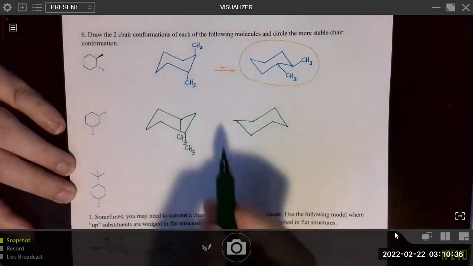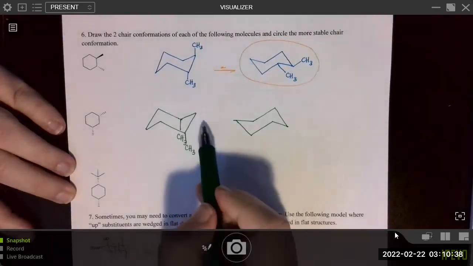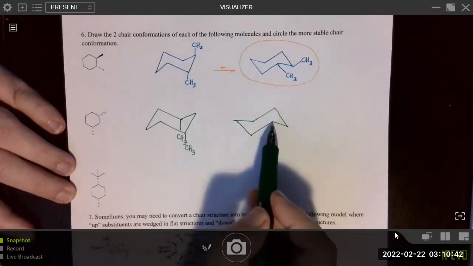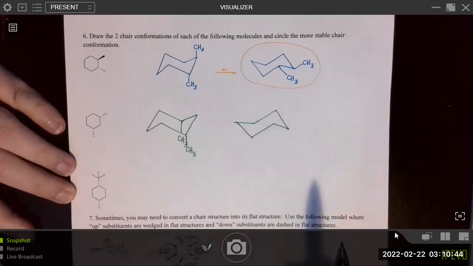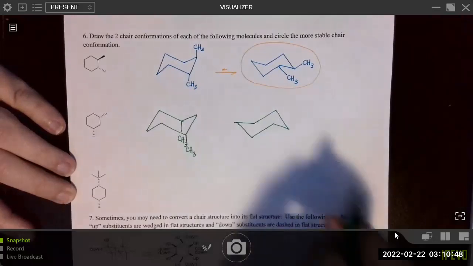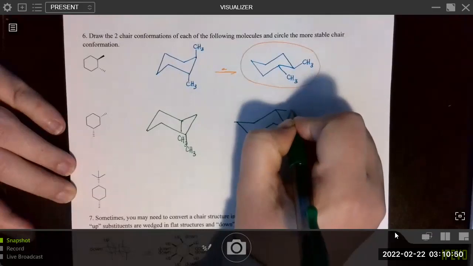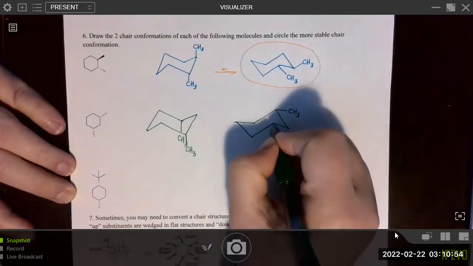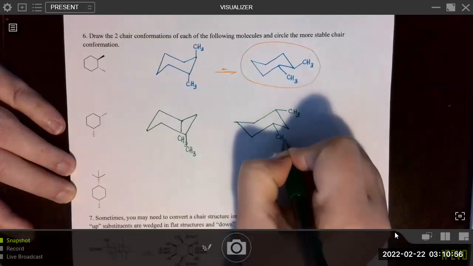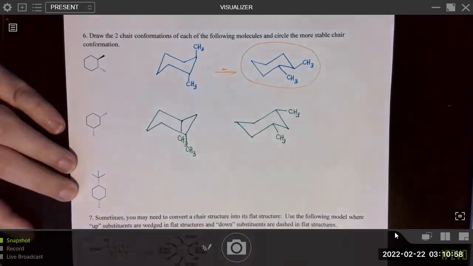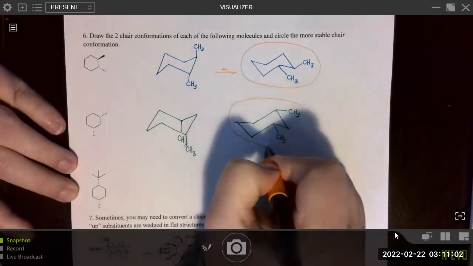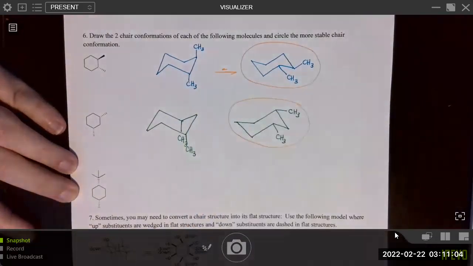And then after the ring flip, this carbon is going to flip down. So my carbons that have the methyls are going to be here and here on either side. Again, they're going to be down, but they're both going to flip to equatorial. So we'll have the methyl here and then the methyl here. Definitely more stable when they're both equatorial than both axial.